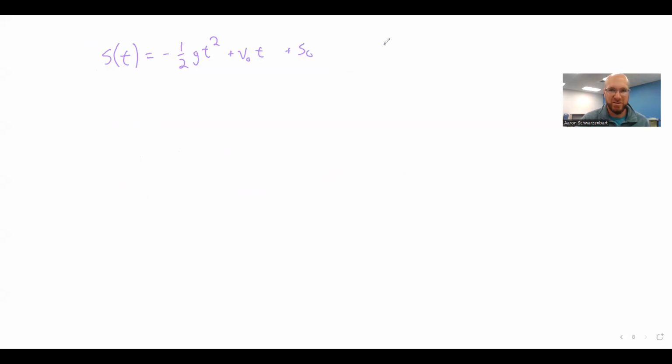Okay. They also give you a velocity equation in this unit. Negative gt plus v0. I think in the packet, I filled in values of g. G in metric is 9.81 or 9.8. We're going to use 9.8 in this class. So half of 9.8 is 4.9 t squared plus v0 t plus initial height. And v0 stands for initial velocity.